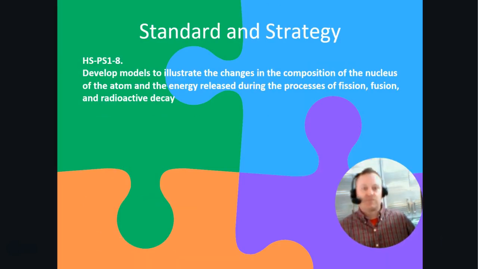In today's classroom, we always have students working towards achieving a certain standard. So all lessons are based on what we ultimately want them to learn. In this case, we're looking at the standard HS-PS1-8. That's a physical science standard, and it's to develop a model to illustrate the changes in the composition of the nucleus of an atom and the energy released during the process of fission, fusion, and radioactive decay.